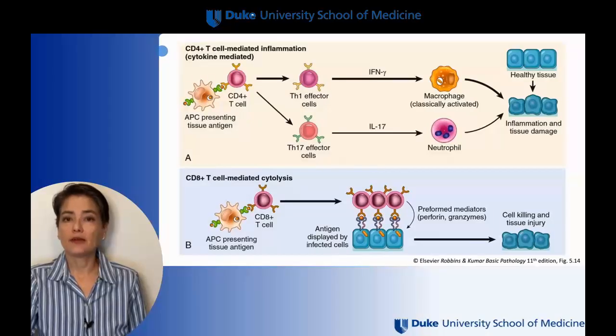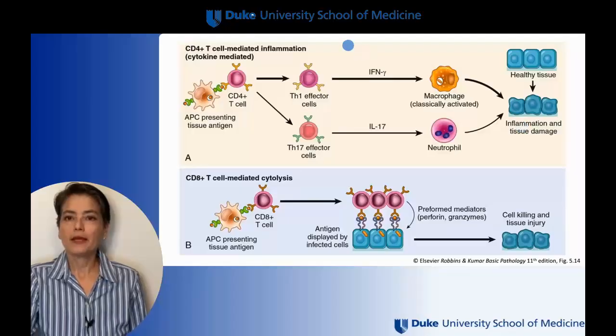This is showing the more obvious pathway, which is CD4 positive T cell mediated inflammation, so cytokine mediated. We have our CD4 positive T cell, which is going to recognize this tissue antigen and differentiate along Th1 effector cells and Th17 effector cells. The Th1 effector cells are going to elaborate interferon gamma, which is going to classically activate macrophages that will cause inflammation and tissue damage. Our Th17 effector cells are going to elaborate IL-17, which is going to recruit and activate neutrophils, again causing inflammation and tissue damage.